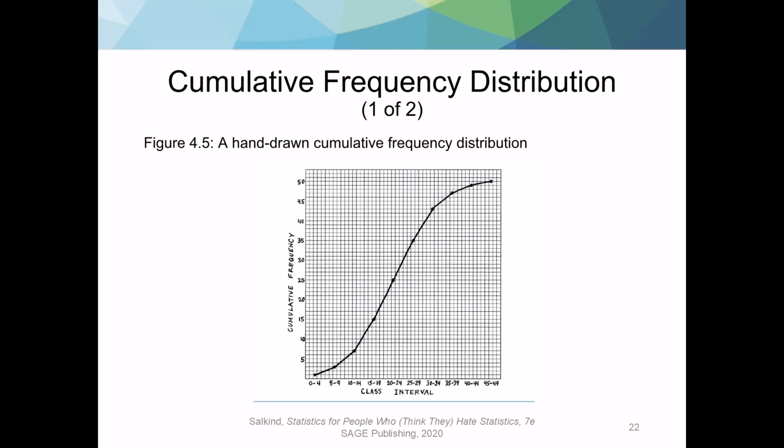Cumulative frequency distributions. A cumulative frequency distribution is created by adding the frequency of each class interval to the frequencies of all the intervals below it. This shows a running total of the frequencies.